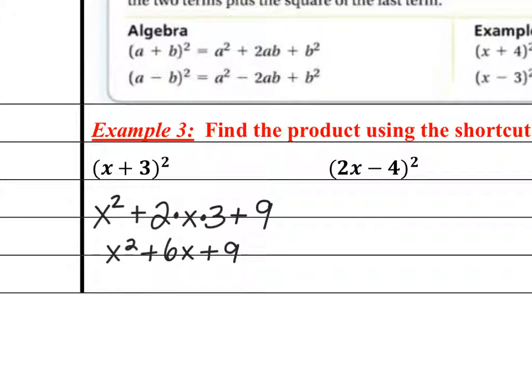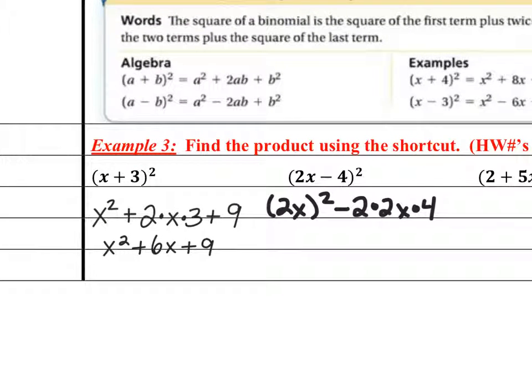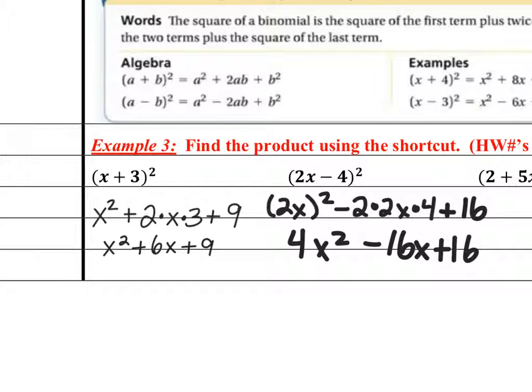So on the second one, it's 2x squared minus 2 times 2x times 4 plus 4 squared, which is 16. If this way seems really confusing to you and you need to write it out, that's okay. But I want you to at least understand how you could do it this way.